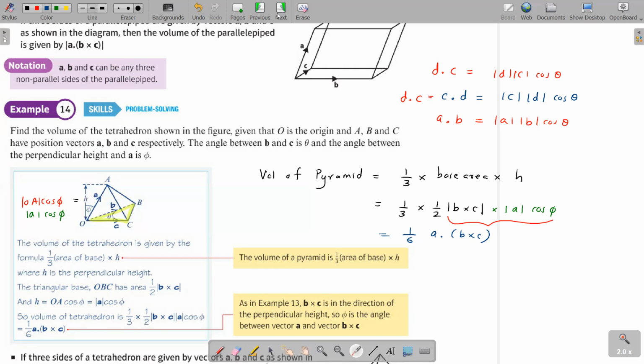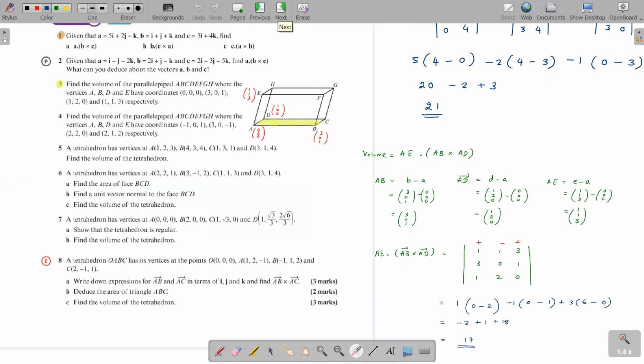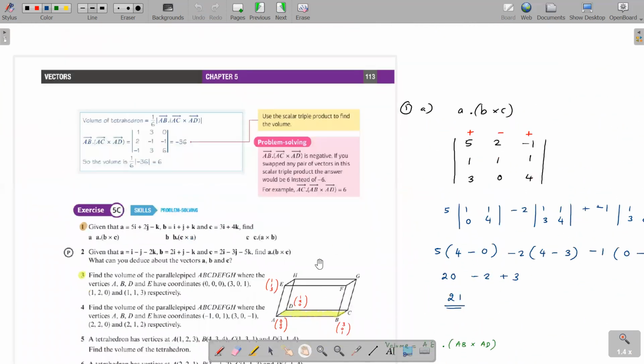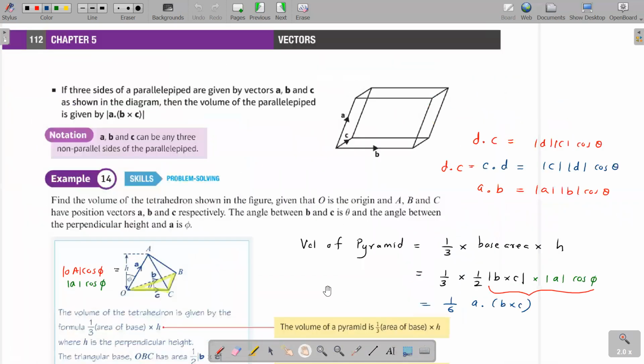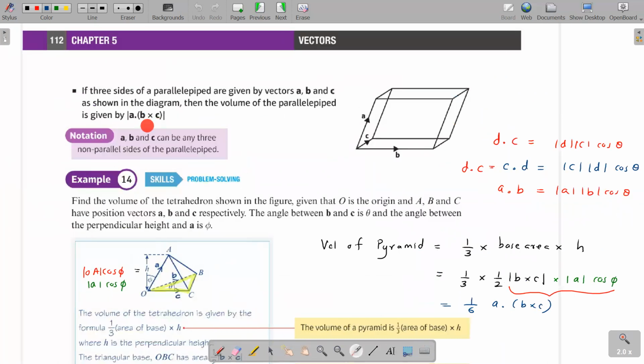So basically, you could write the volume of the pyramid, the volume of the tetrahedron. So for the volume of the tetrahedron, make sure at the end of the day you give a positive figure here. And same for the volume of the parallelepiped as well.